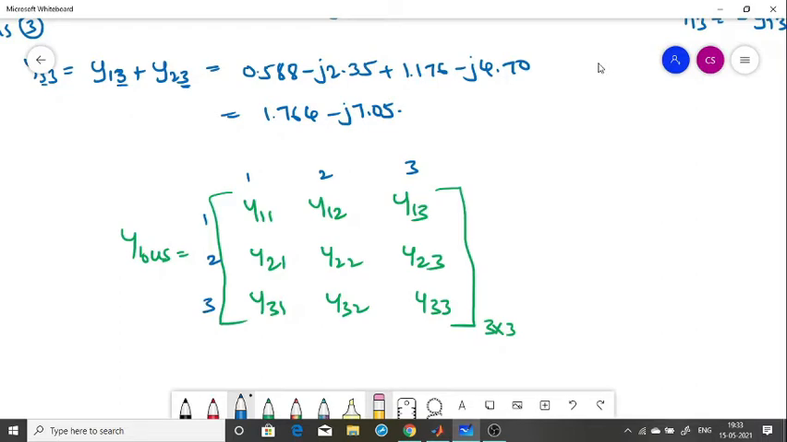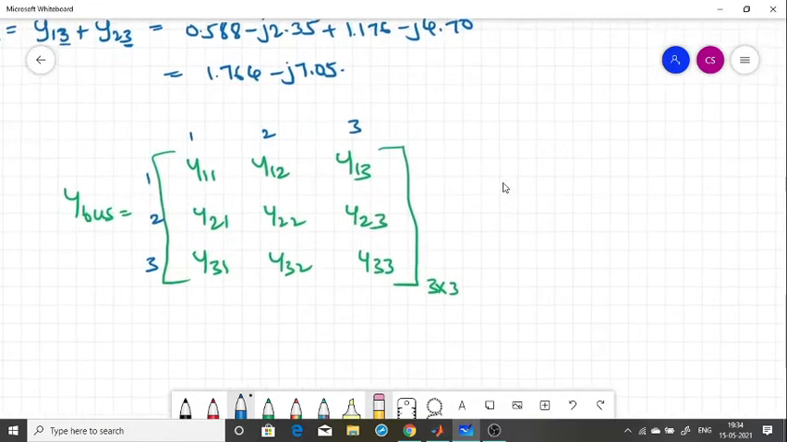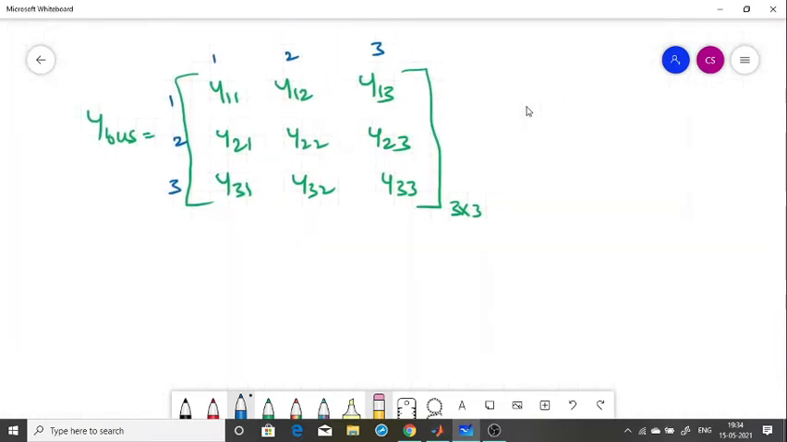Okay. So always represent the elements of the Y bus matrix as capital letters. Don't represent them with small letters. Small letters indicate the transmission line admittance, but not the Y bus elements. So now what is Y bus? Y bus is equal to, just write their values in those respective places.